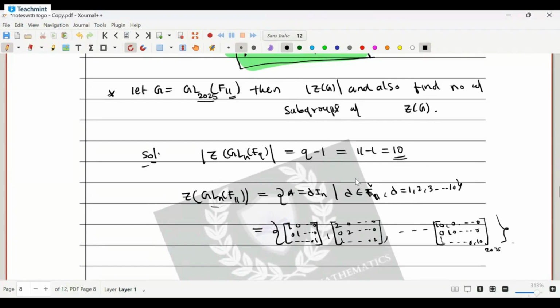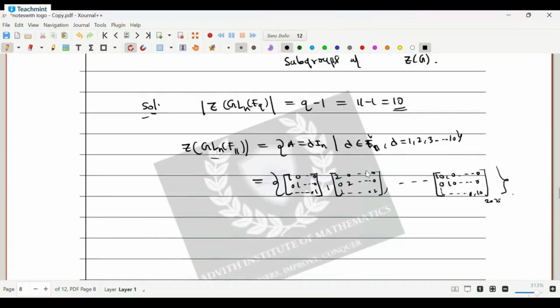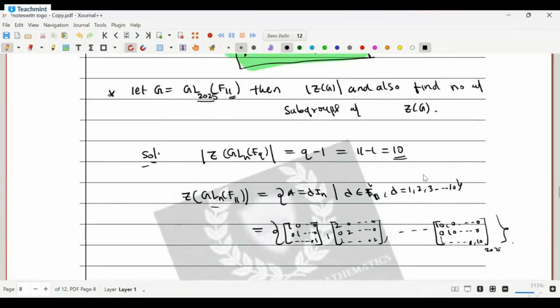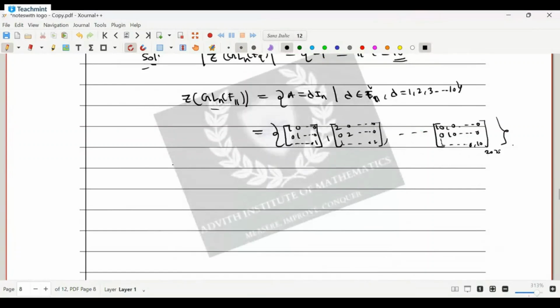So how many subgroups exist from these 10 elements? Then find the number of subgroups of Z of G. So what is the order of Z of G? The order of Z of G is equal to 10, sir. So a group of order 10 is either isomorphic to Z10 or it is isomorphic to D5.